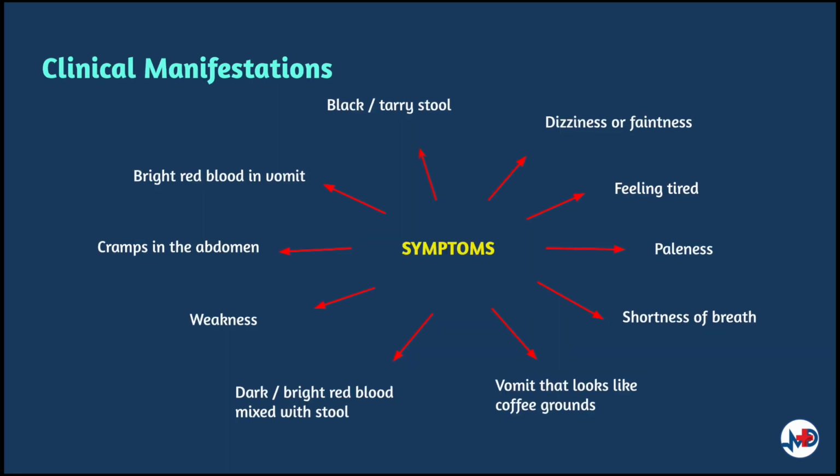Symptoms of gastrointestinal bleed may include bright red blood in the vomitus, black or tarry stool, which is known as melanic stool, patients having dizziness or faintness, feeling tired, pale, shortness of breath. Now these are all signs of anemia. Vomit that looks like coffee ground, and we call it coffee ground emesis, as well as dark or bright red blood mixed with stool.